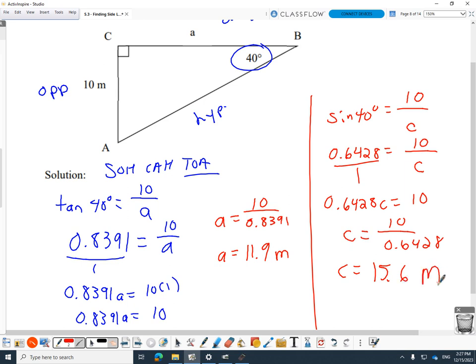Will I take marks off if you don't write the units? No, I'll just be so darn angry that, I don't know.